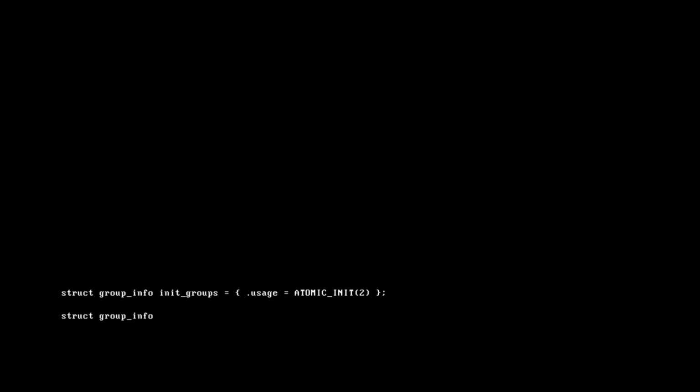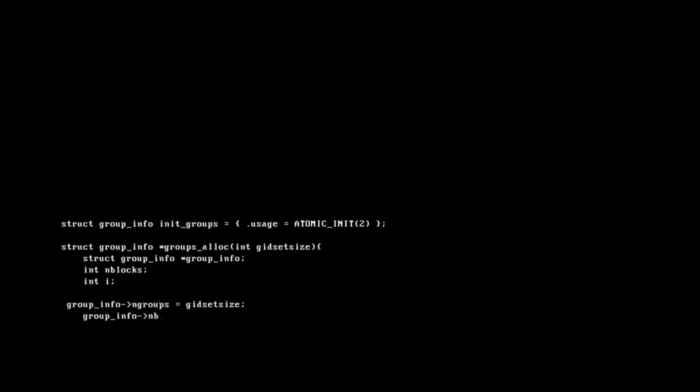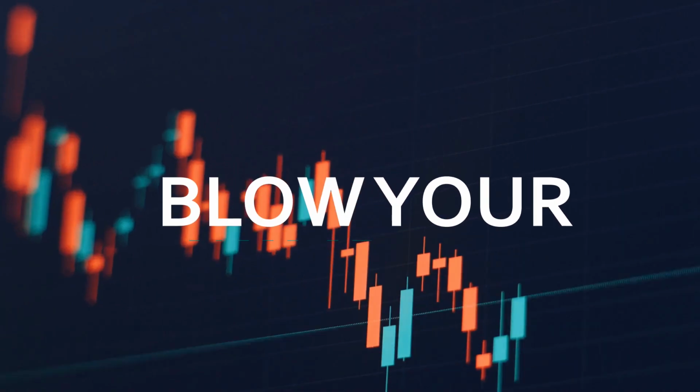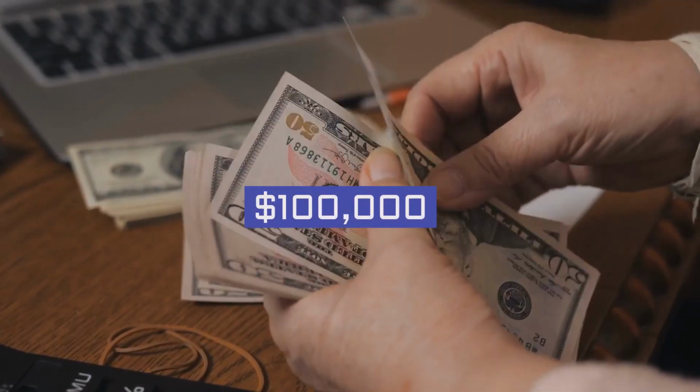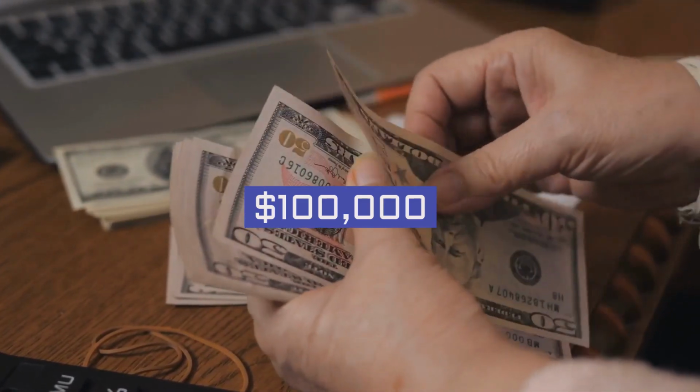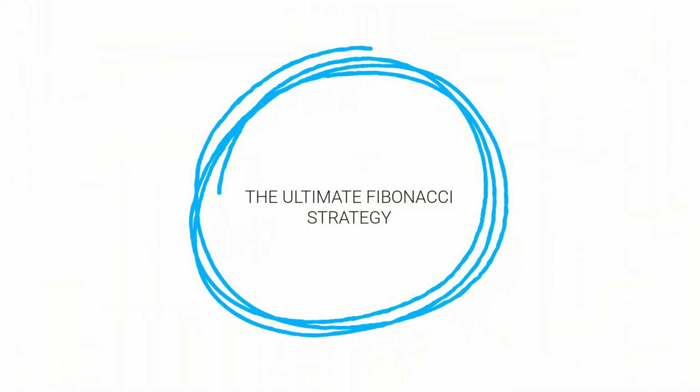What if I told you I had managed to crack the trading algorithm with this simple trading strategy that's going to blow your mind? This strategy has been able to make me over 100k in the course of 1 year prior backtesting. It's what I call the ultimate Fibonacci strategy.